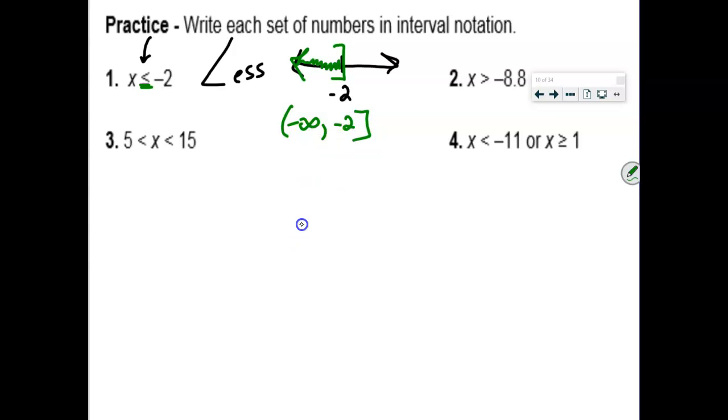What happens when you, whoopsies, reverse your interval? You're wrong. We learned that the hard way in Algebra 2, didn't we? What happens if you think infinity has a bracket on it? You're wrong, because infinity always has a parenthesis. Anyone want to elaborate why infinity always has a parenthesis? Oh, because you can't include infinity.